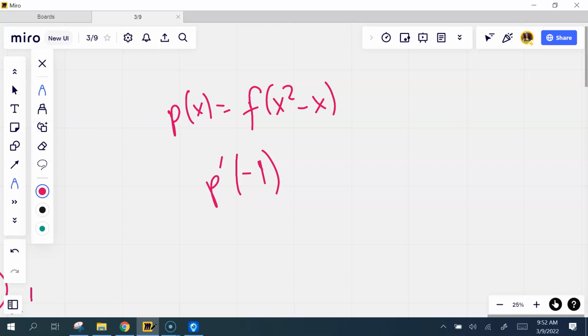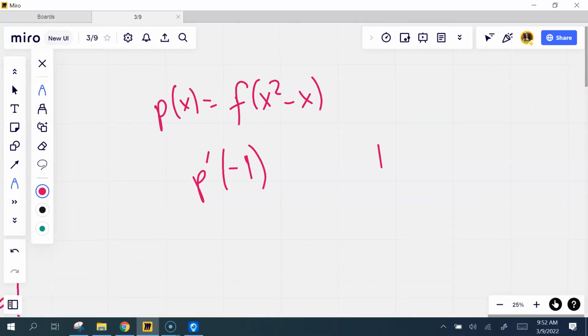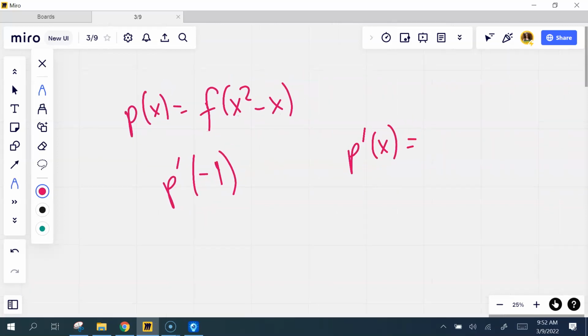Wait, I got 6. It's 6. Yeah. What? All right. Well, let's see why. Derivative of F. You got a point for finding the derivative. Okay, so if you said this is derivative of F times 2x minus 1, because of the chain rule. The chain rule, derivative of the outside times derivative of the inside. You got a point for that.